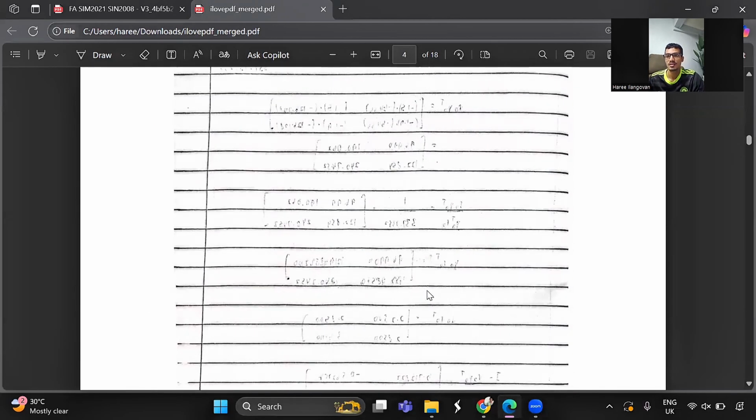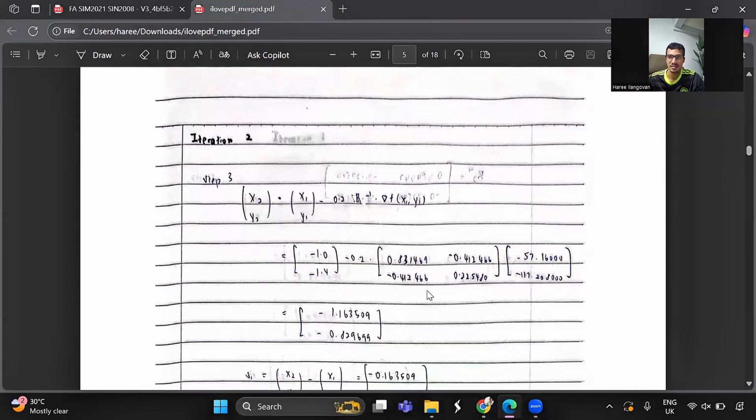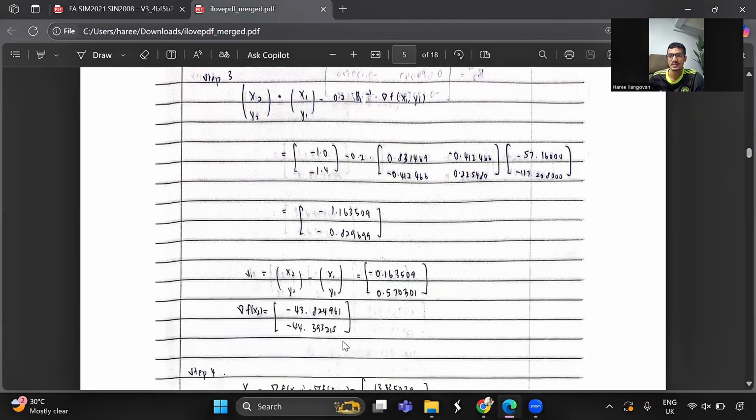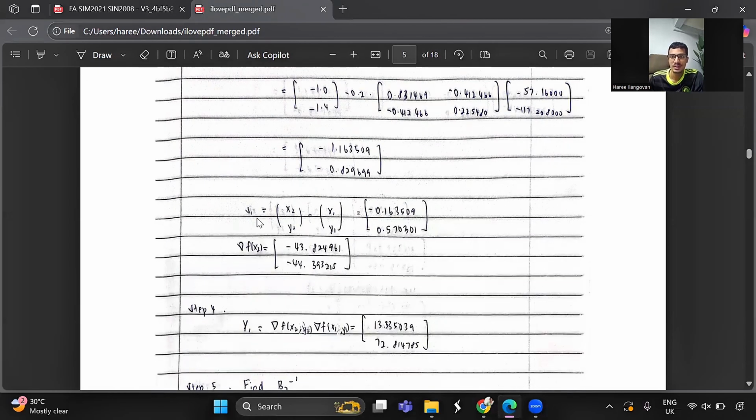And then I continued to the second iteration and calculated the x2 and y2 values. And I got the x2 and y2 values to be negative 1.16 and negative 0.83. And then I move on with the calculation of S1, which is the latest x and y minus the previous x and y. And then I calculated the current gradient of x2, y2.